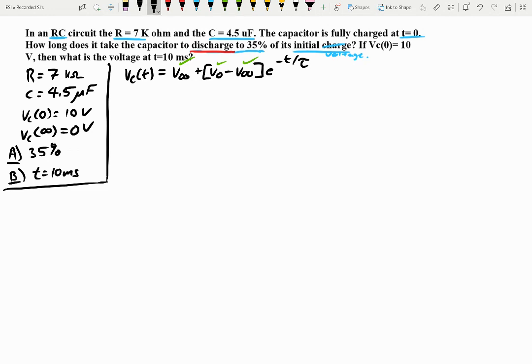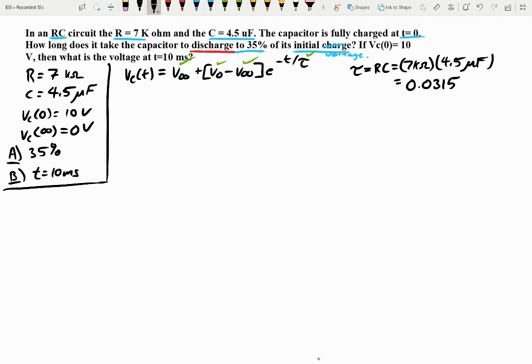Let's find tau real quick. So tau will be equal to RC. So 7 kiloohms times 4.5 microfarads. I'm getting 0.0315. Okay, and that's our time constant. So now we know that.